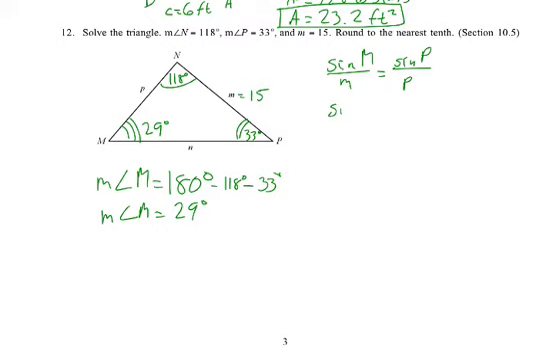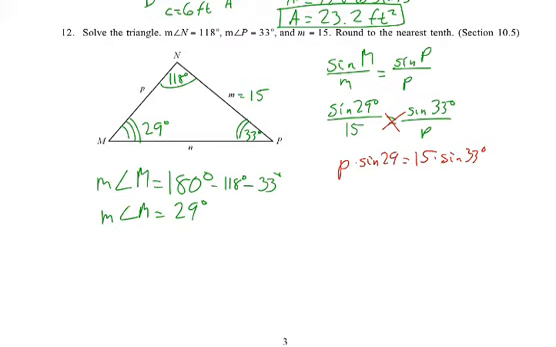So sine of 29 degrees all over side length M of 15 equals sine of P, sorry, sine of 33 degrees over side length P. We don't know what side length P is yet. In order to solve this, we're going to go through and cross multiply and divide. When I cross multiply, I get P times the sine of 29 degrees equals 15 times the sine of 33 degrees. Now, yeah, we could plug that into a calculator and figure out exactly what that is, or actually not exactly, because it'd be a very rounded answer. Let's not do that until we absolutely have to.